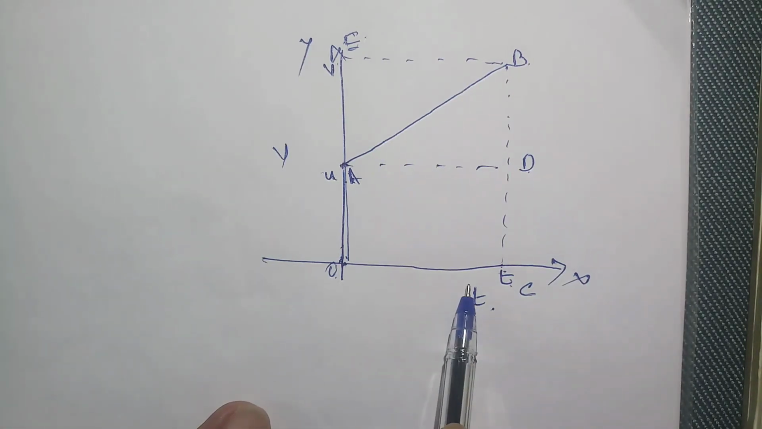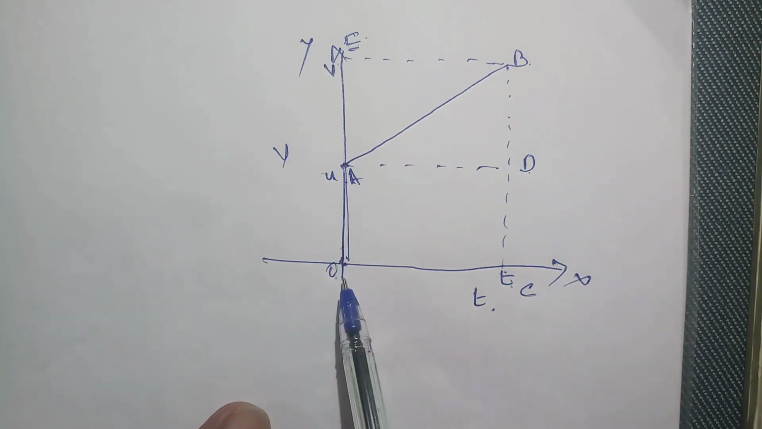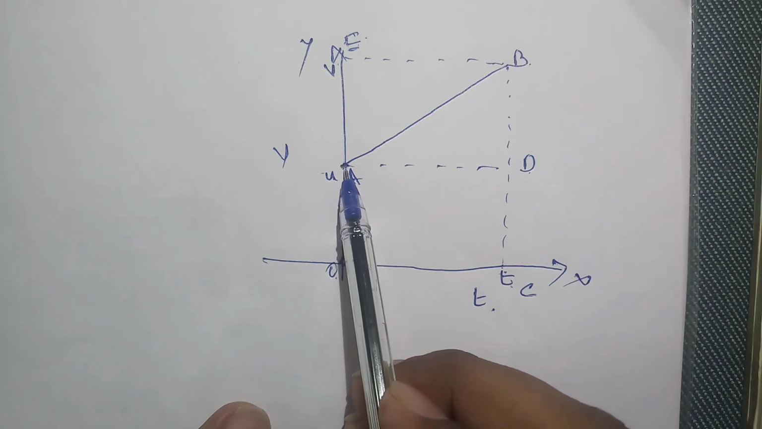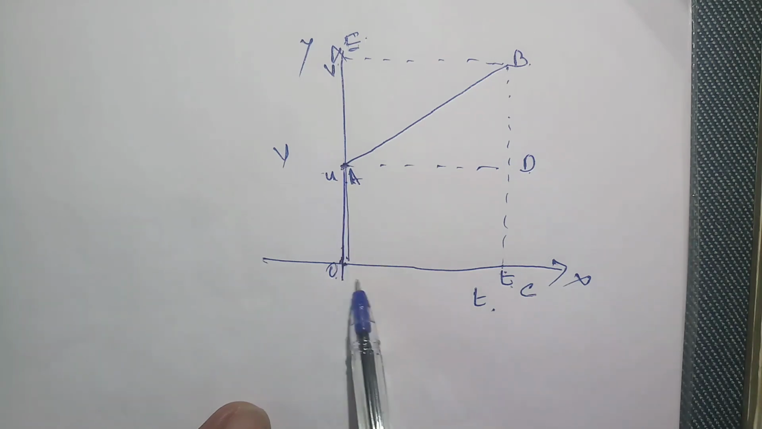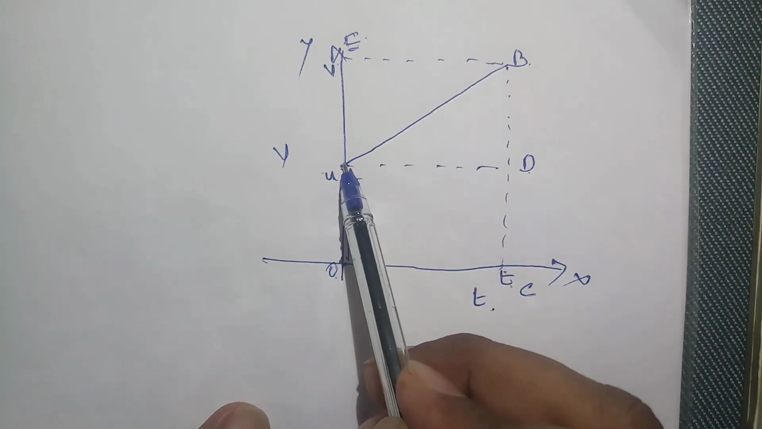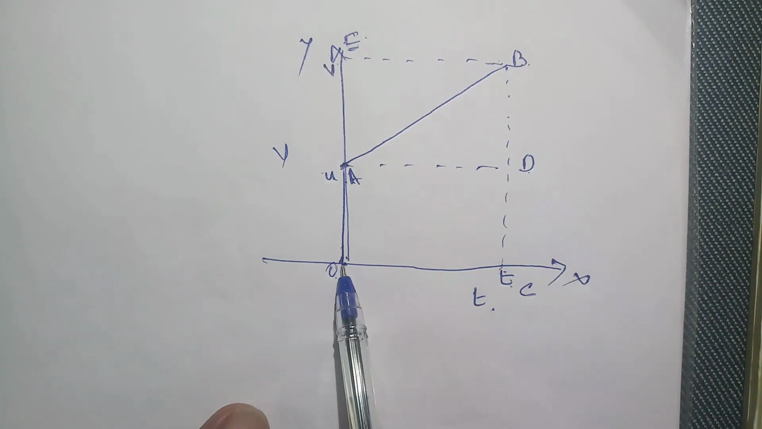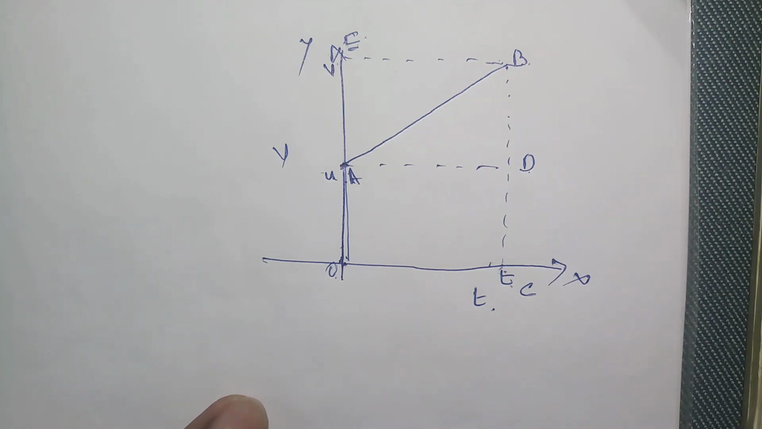So once more we will explain the graph, then we will move. Here you see the graph is in such a way that the object is moving with an initial velocity u here, and when the time advances, its velocity increases to a final velocity v at the point B. So this much time it is taking. So this is the graph. Using this graph we will derive all the other equations, one by one.